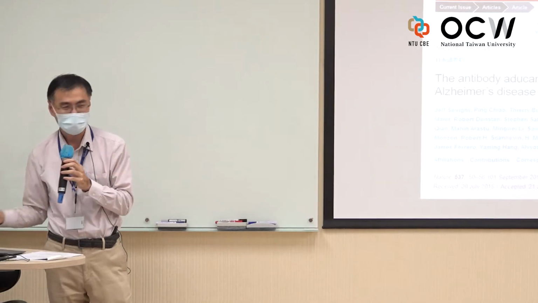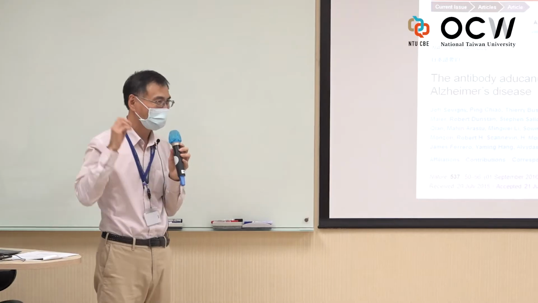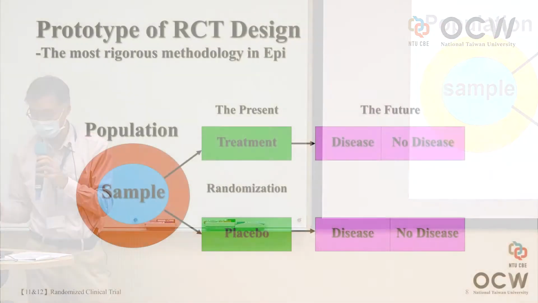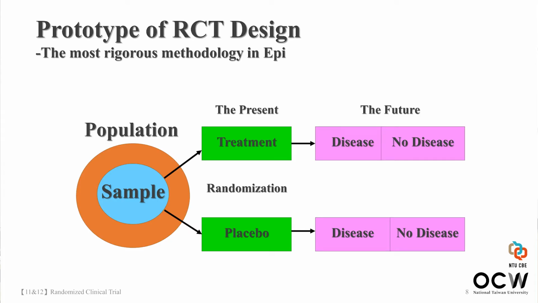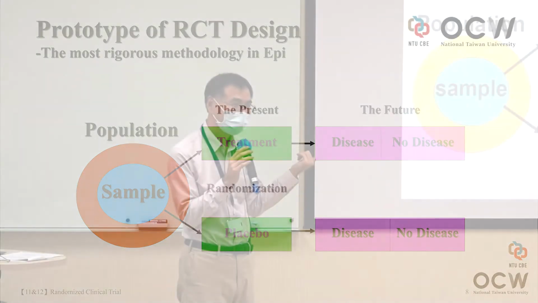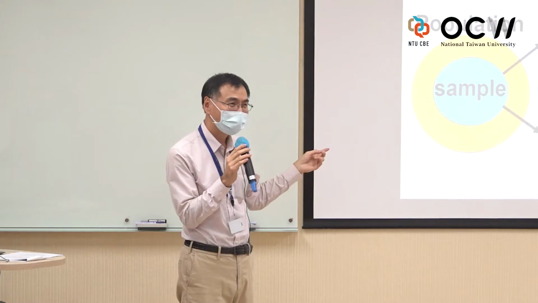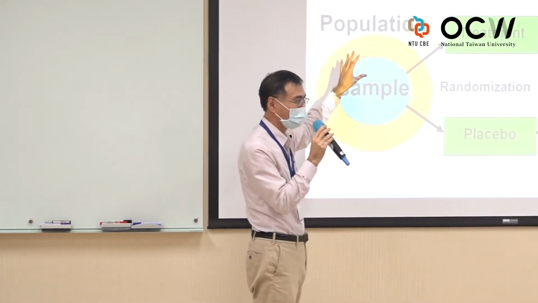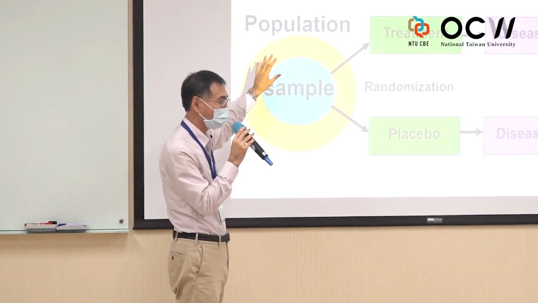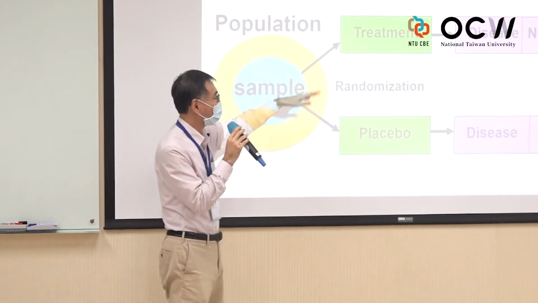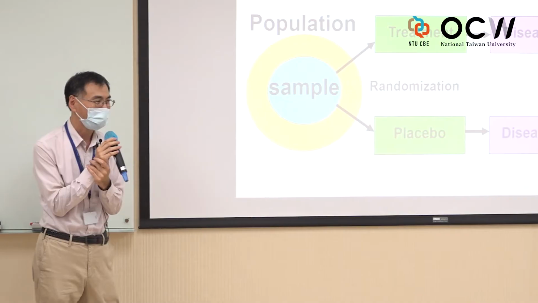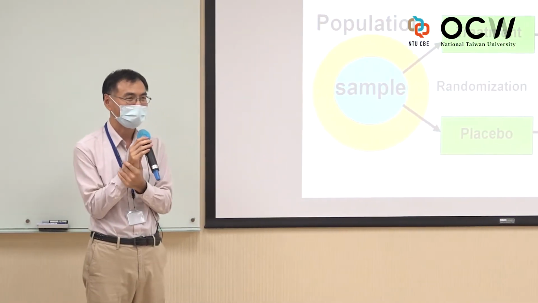So if you have the same dream to publish an article in a top journal, RCT will be a good way to do it. Okay, so here's the prototype. Again, it's very straightforward. Does it look very similar to what? A cohort study, right? We have a population, a target population we want to refer our research results to, and we have a sample, exposure, non-exposure, and follow-up. What's the only difference between a randomized control trial and a cohort study?